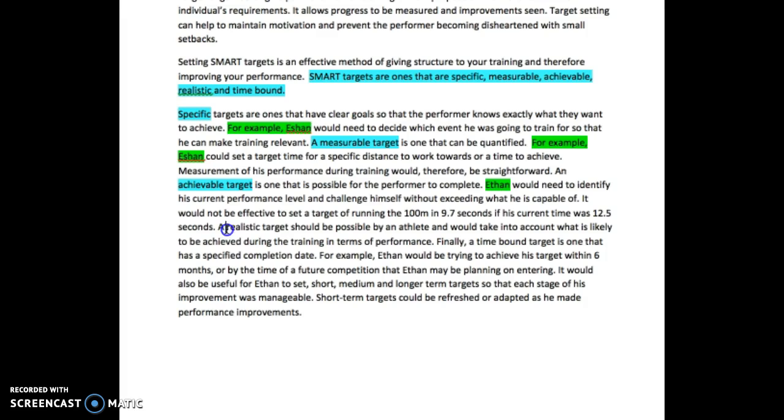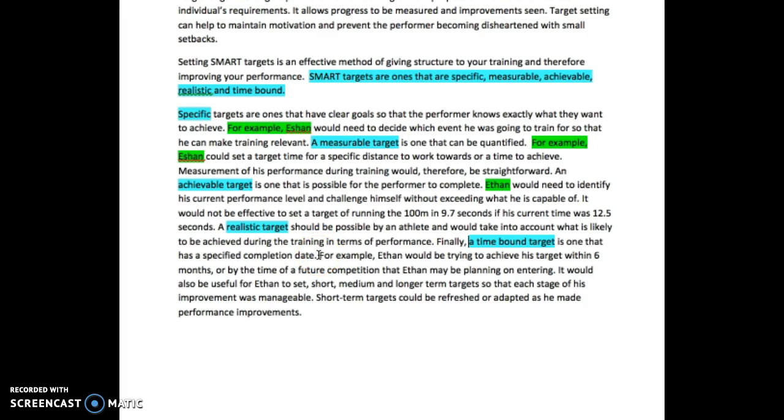So I've written here a realistic target, we'll colour it blue, should be possible by an athlete and would take into account what is likely to be achieved during the training in terms of performance. Finally, a time-bound target. Oops, that should be blue. Sorry about that. Let's just colour him in again. Okay, he's now blue, is one that has a specified completion date.